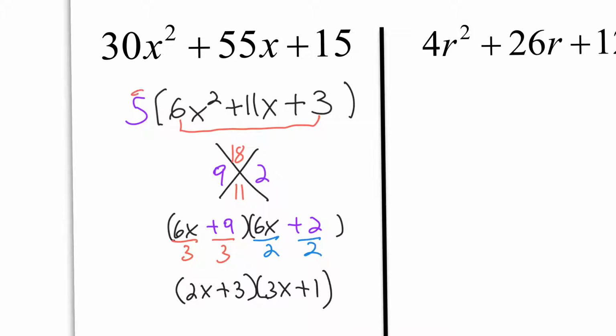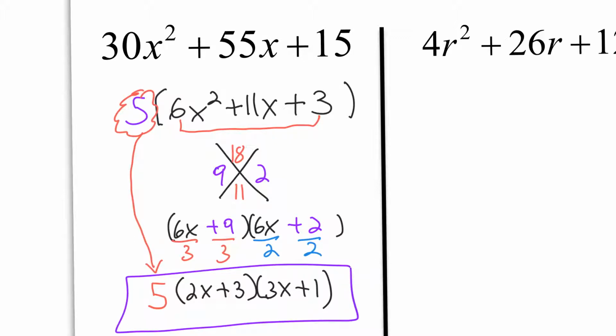And you must bring down the 5 we factor out, just like the negative I showed you guys before. You bring down the 5 outside of the parentheses, and your answer is 5 times the quantity of 2x plus 3 times the quantity of 3x plus 1. So if you guys have a GCF and you can find one, you can factor that out, and it's going to make your life a lot easier.